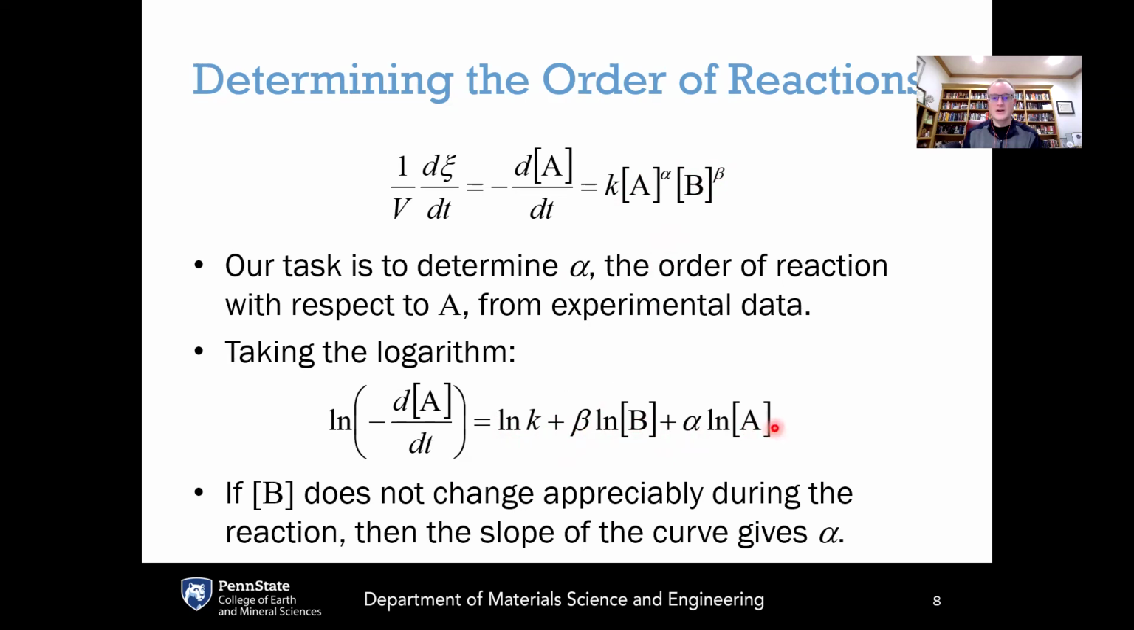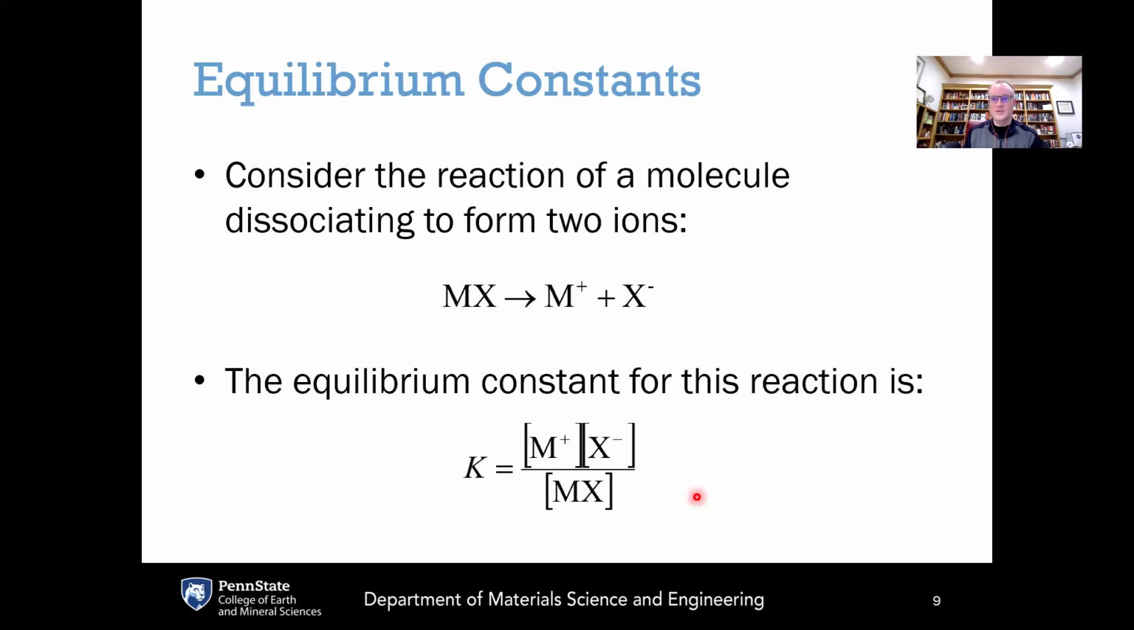And depending upon how the concentrations of different species vary, you can determine the alpha and/or beta coefficients there. So for example, if the concentration of B does not change appreciably during the reaction, then the slope of the curve that you get would directly give you alpha. So taking the logarithm of both sides of the equation is convenient to obtain the order of the reactions using your experimental data. Next topic is equilibrium constants of the reactions.